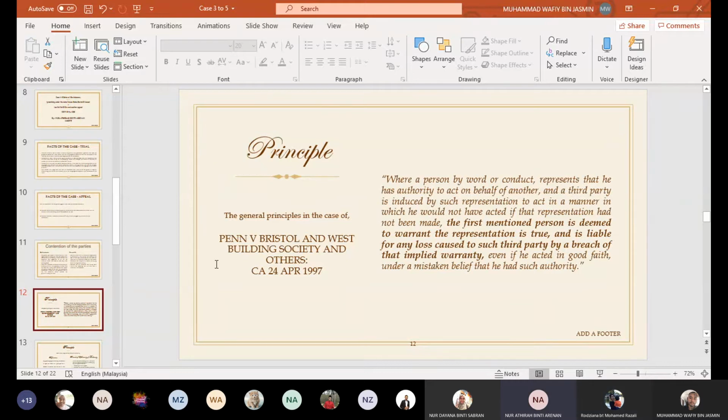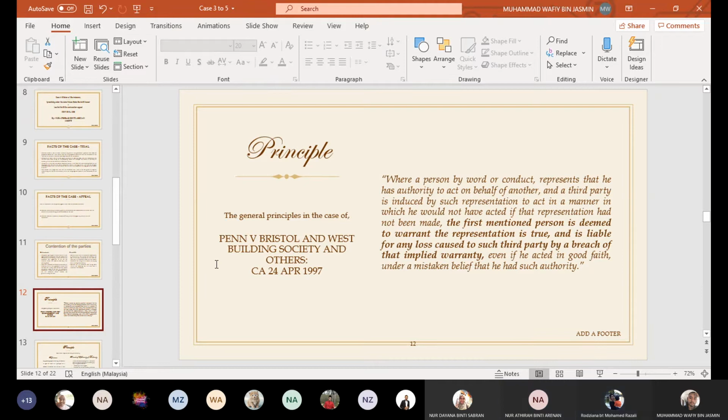Under this principle, the third party, the solicitors is liable if there is a loss suffered by the third party, and then if there is a breach of that implied warranty, even if he had acted in good faith under a mistaken belief that he had such an authority.